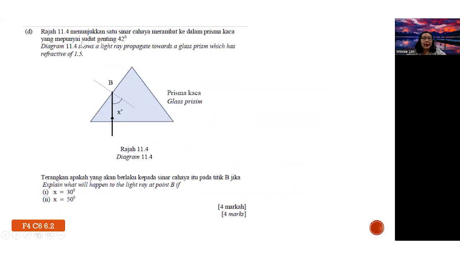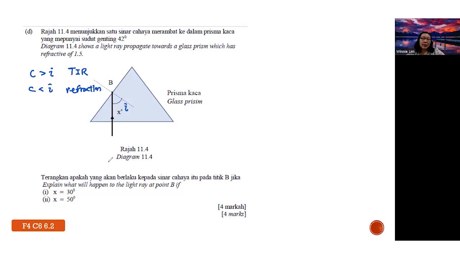Okay, lastly, for part D, diagram 11.4 shows a light ray propagating toward a glass prism which has a refractive index of 1.5. Explain what will happen to the light ray at point B if angle X is 30 or angle X is 50. Of course, this angle is also known as the incident angle first. Like I mentioned just now, if the critical angle is more than the incident angle, then total internal reflection occurs. But what if the critical angle is less than the incident angle? Then normal refraction occurs.